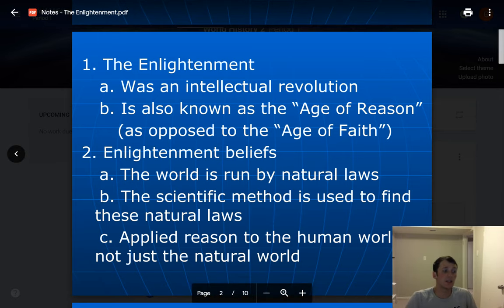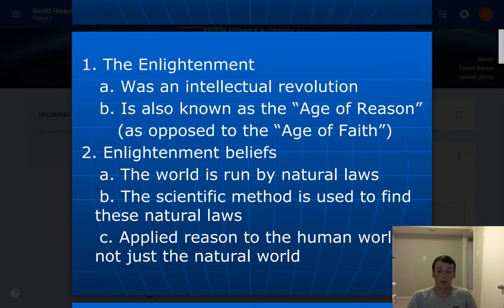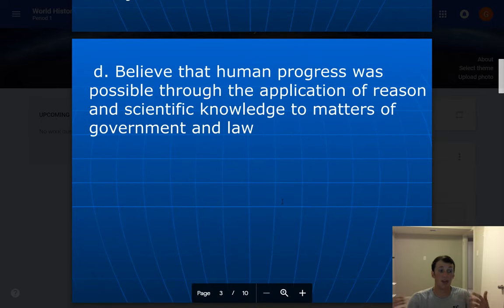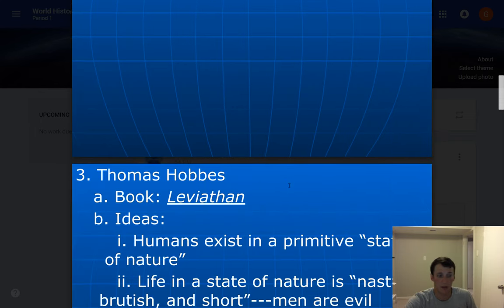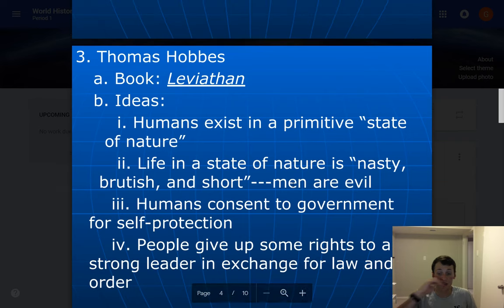So some of the Enlightenment beliefs come down to the world being run by natural laws, we're calling it, right? We talked about the scientific method being used to find these natural laws. But what's going to happen is now they start to apply that logic and reasoning not just to the natural world, but to the political world, the actual world that they experience on a day-to-day basis, right? They start applying the scientific method and scientific knowledge, and these applications, to matters of government and law, right? And that's what these philosophers start to think about. They start to think about their relationship with their governments and with their rulers, and whether or not that's a good thing or not.